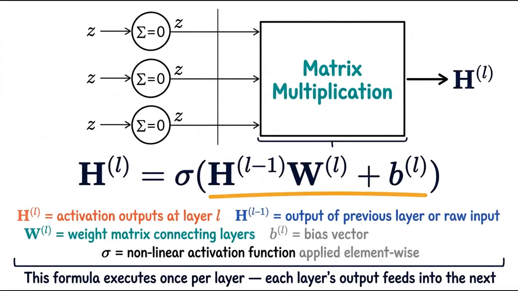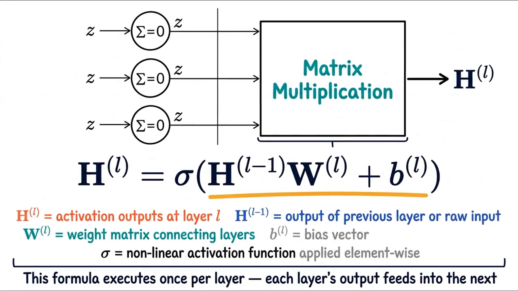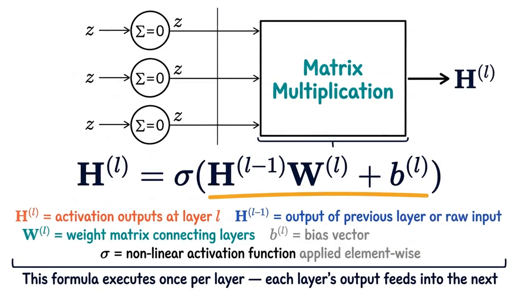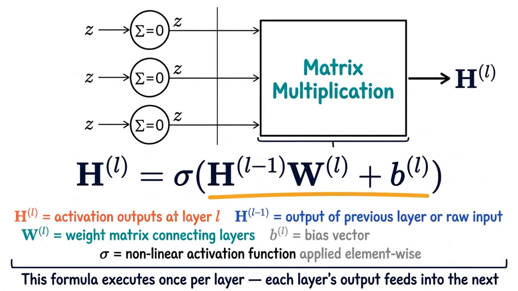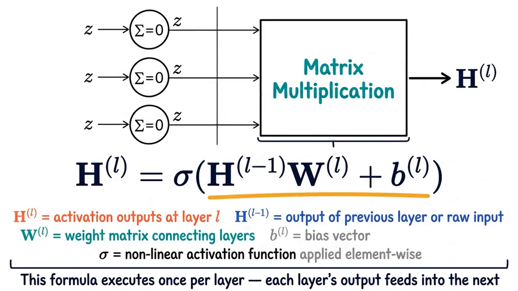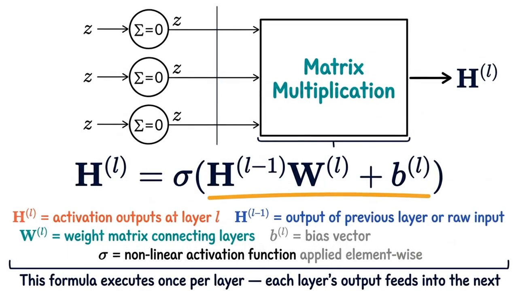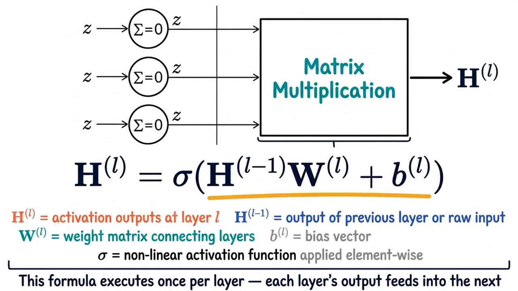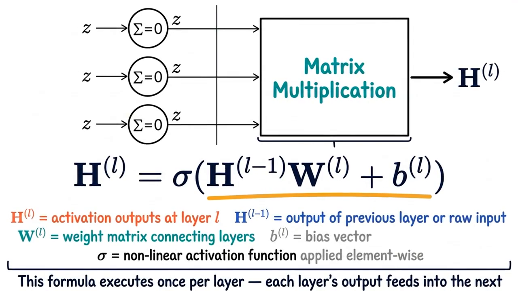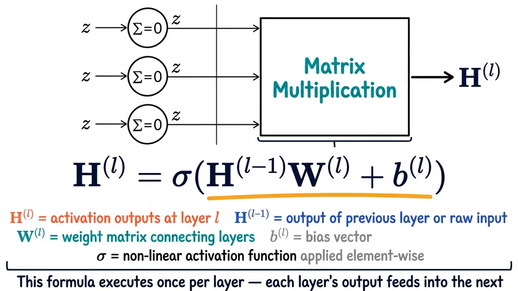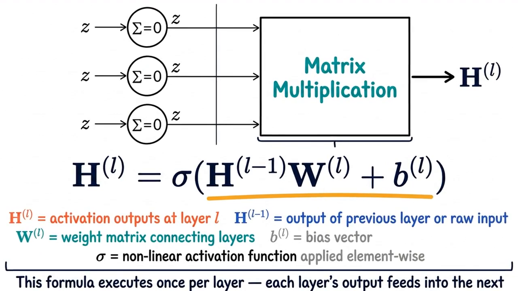Now extend this to a whole layer. Every neuron in the layer does this same operation simultaneously. Because we can process every neuron at once using matrix multiplication, the full layer computation compresses into a single elegant formula. H^L = σ(H^(L-1) W^L + B^L).